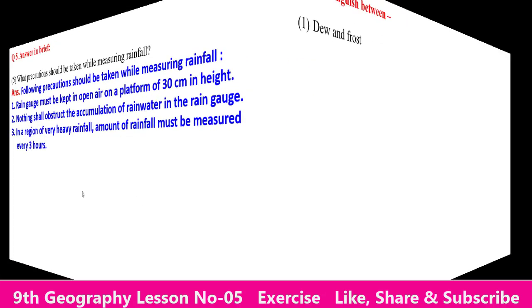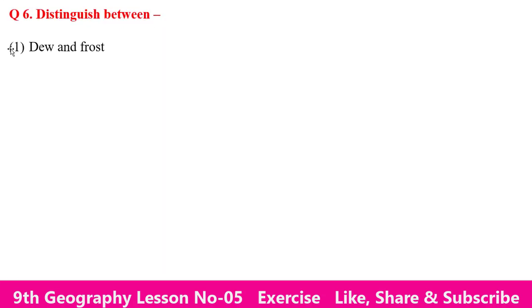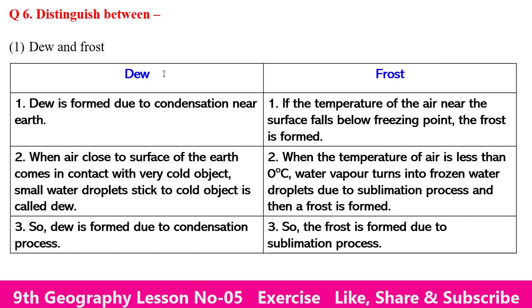Now next question. Question number 6. Distinguish between, first, dew and frost. The answer is dew, frost. Dew first: dew is formed due to condensation near the Earth. Frost first: if the temperature of the air near the surface falls below freezing point, frost is formed.